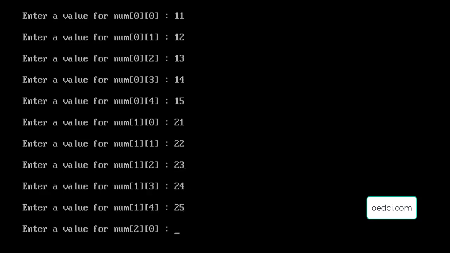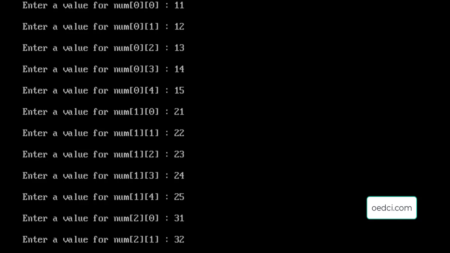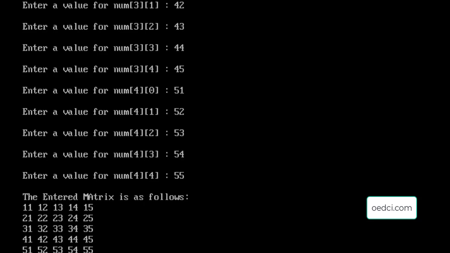So the second row is completed, the third row started, 31, 32, 33, 34, 35. Then the fourth row, 41, 42, 43, 44, 45. Then the fifth row, 51, 52, 53, 54, 55. So now it is displaying the matrix we have entered. Earlier we entered the matrix in matrix form, and now we have entered the values separately for every element of the matrix.